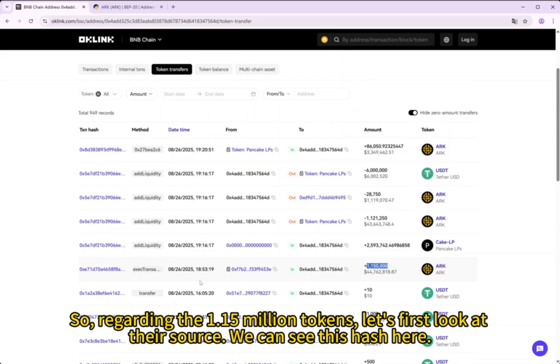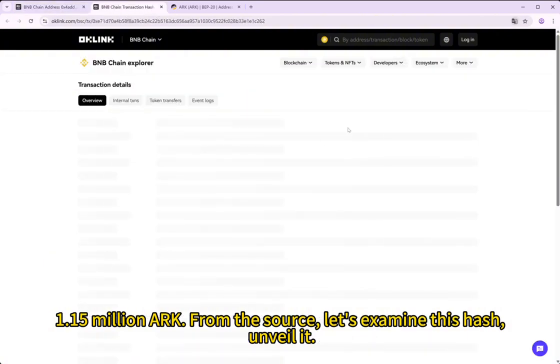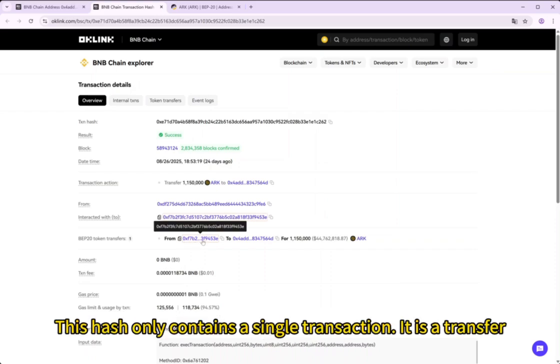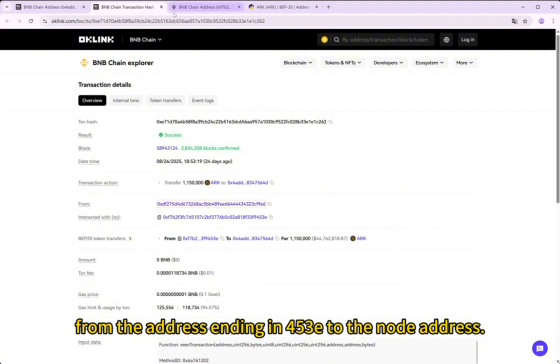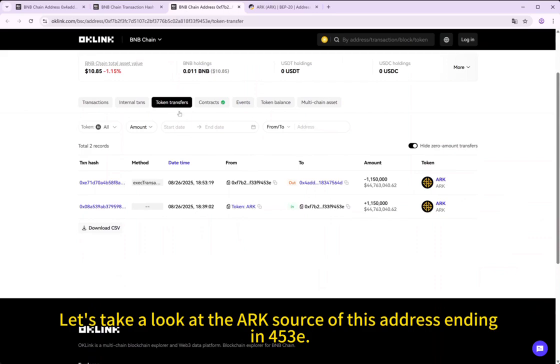We can see this hash here, 1.15 million ARK. From the source, let's examine this hash, unveil it. This hash only contains a single transaction. It is a transfer from the address ending in 453E to the node address. Let's take a look at the ARK source of this address ending in 453E.